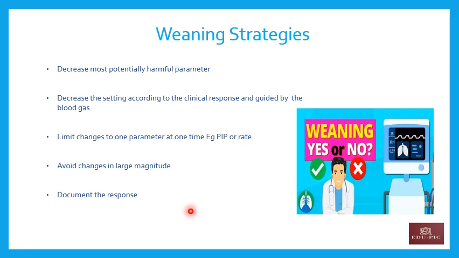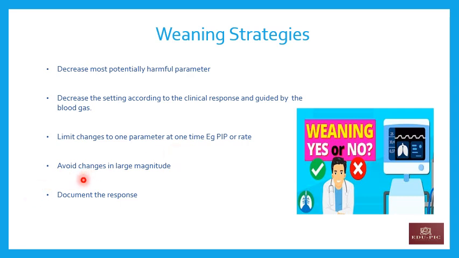Now we'll go through the weaning strategies. The main strategy is to decrease the most potentially harmful parameter. I'll try to decrease the settings according to the clinical response, guided by the blood gas, checking the parameters on the blood gas and good gas exchange. We limit changes to one parameter at one time as much as we can.